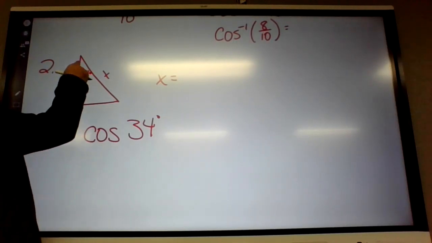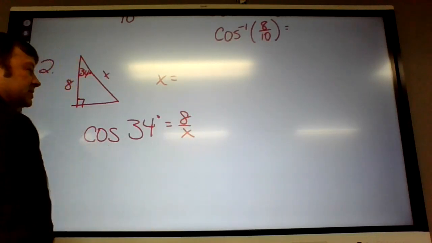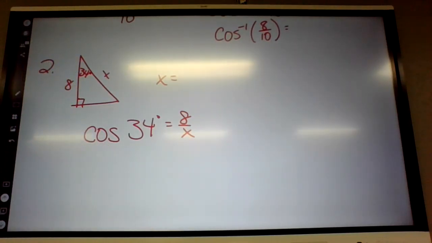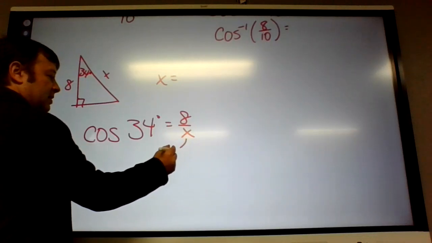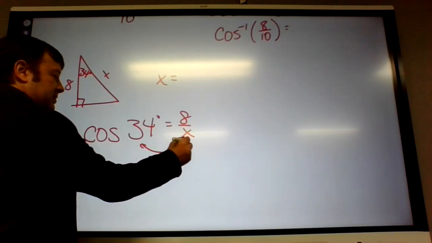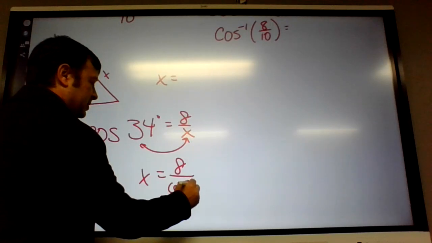Okay. Cosine of 34 equals adjacent over hypotenuse. How do we solve this when the x is in the denominator? These switch places. X equals 8 over cosine of 34.